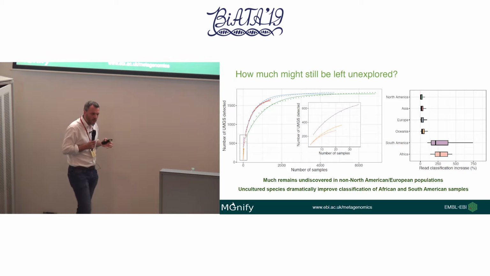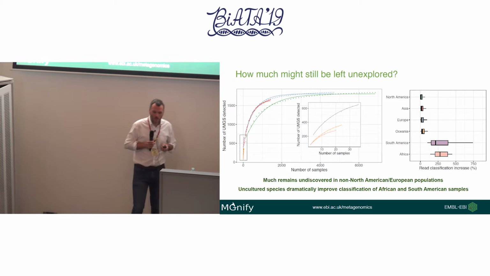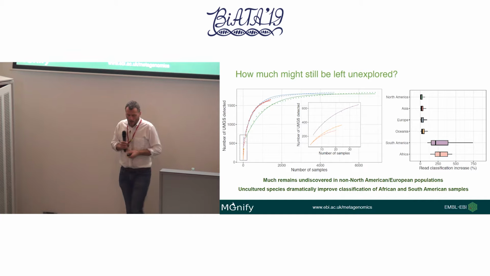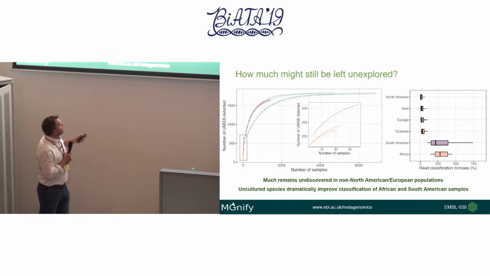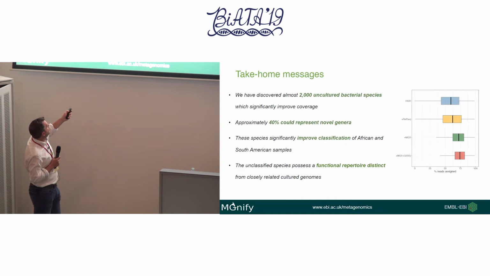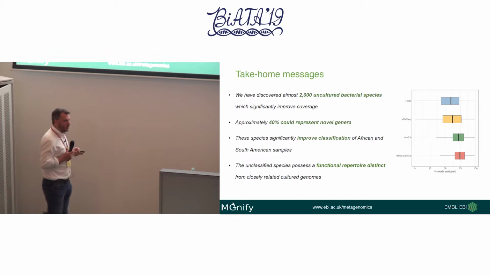And that's what we sort of know, but having a few genomes makes a huge difference if you're just trying a read mapping approach. The take-home message of all of this work really was that we've got 2,000 novel uncultured bacterial species. We've got 40% that were novel genera. And as I just mentioned, it improves the read classification.